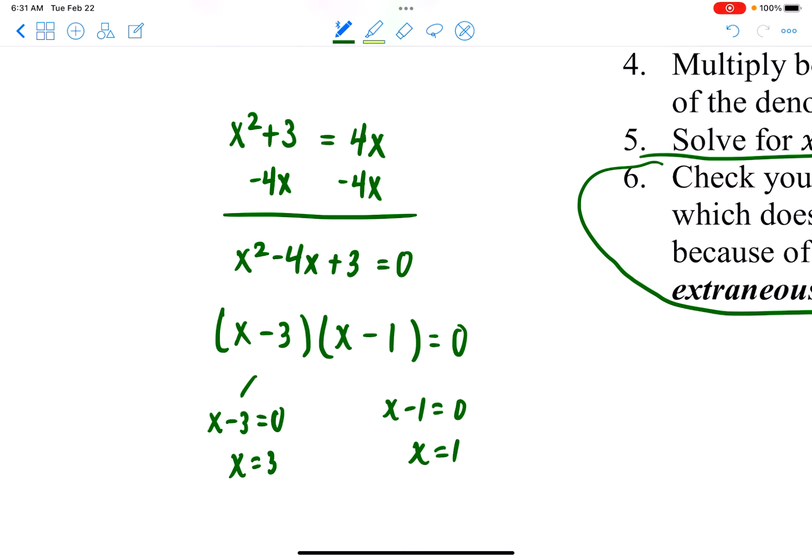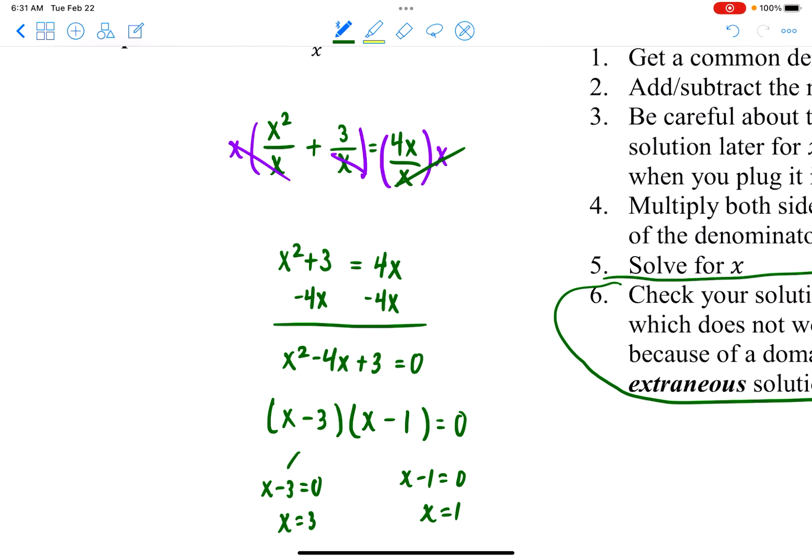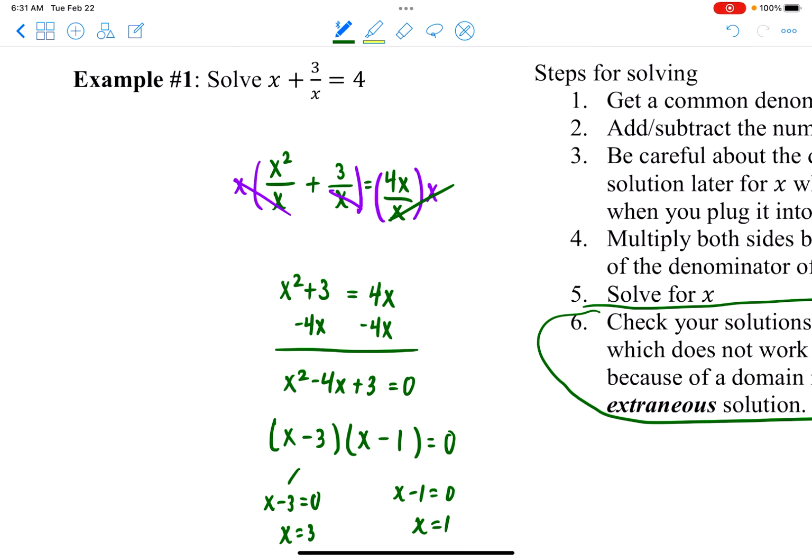We just want to double check and make sure: if we plug in 3 for x, does it work? If we do 3 plus 3 over 3, is that actually equal to 4? And the answer is yes, so that works. When you plug in 3, it works. How about when you plug in 1? 1 plus 3 over 1.